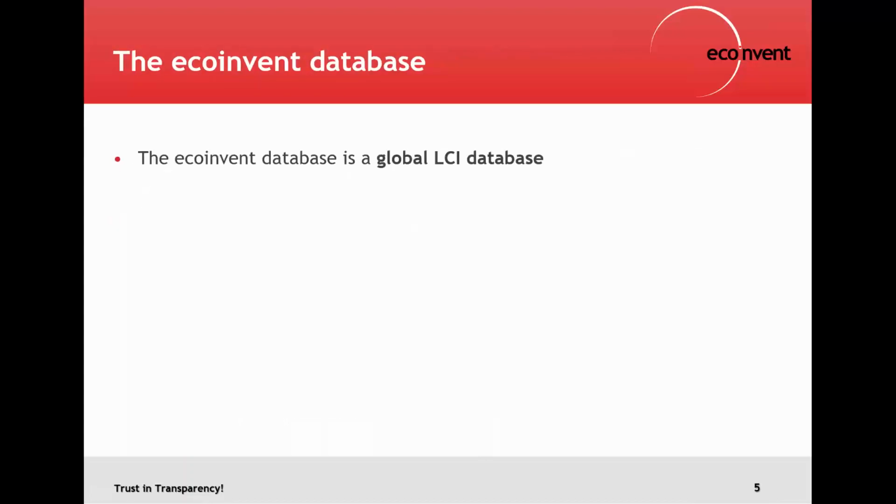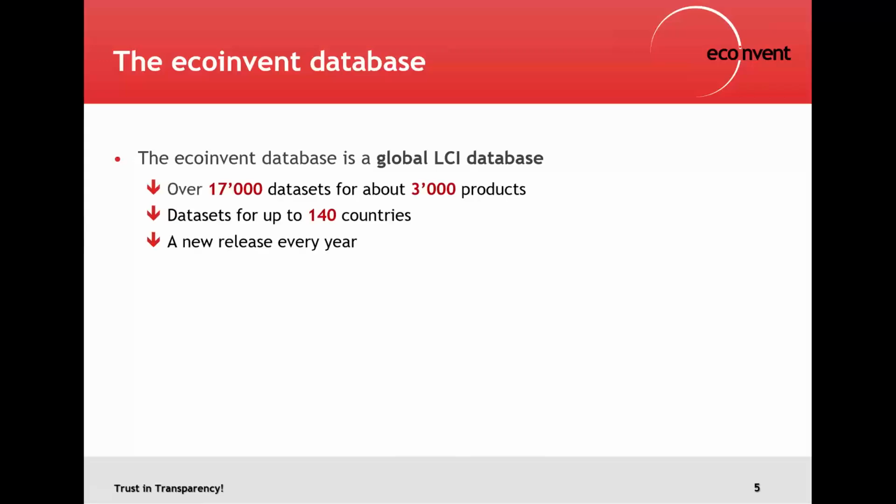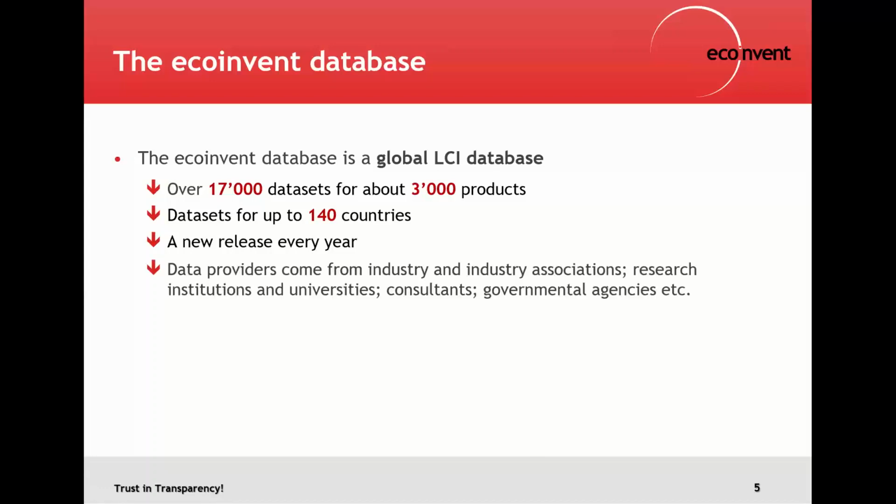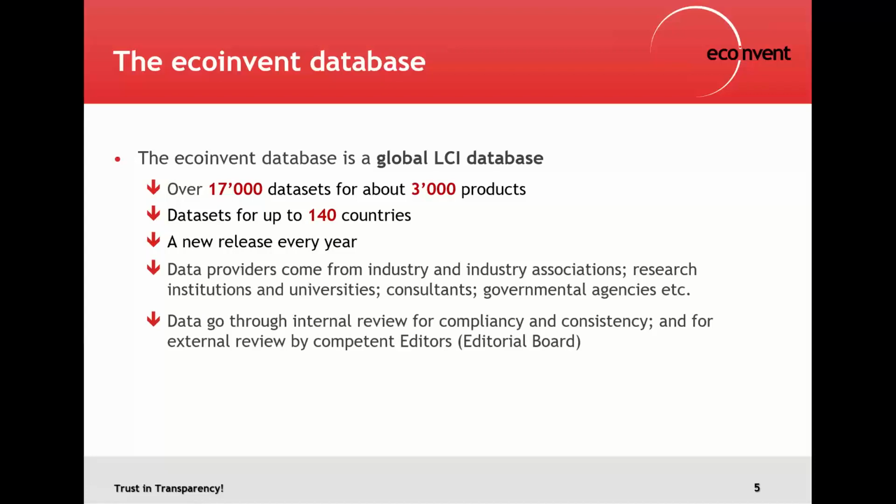The ecoinvent database is a global life cycle inventory database. It contains more than 17,000 datasets for more than 3,000 products. The datasets represent around 140 countries, and we ensure a new release every year. Where is this data coming from? The data that enriches the ecoinvent database comes from all sectors. It comes from data providers that are in the industry or industry associations, from research institutions and universities, from consultants, and even from governmental agencies in some cases.